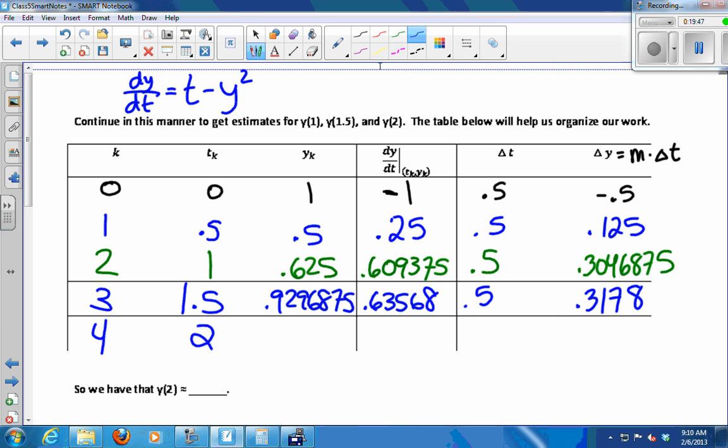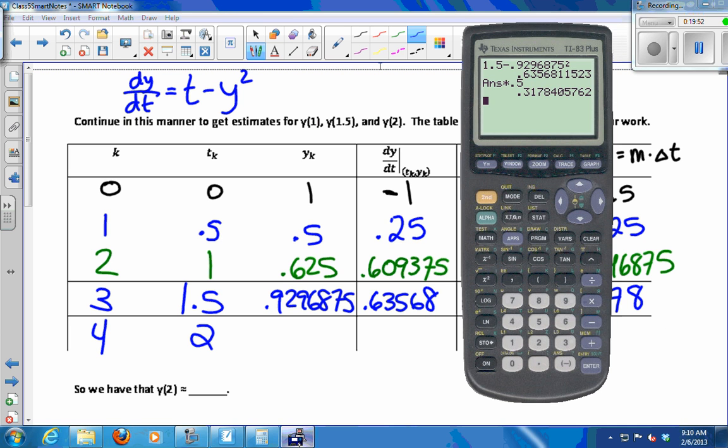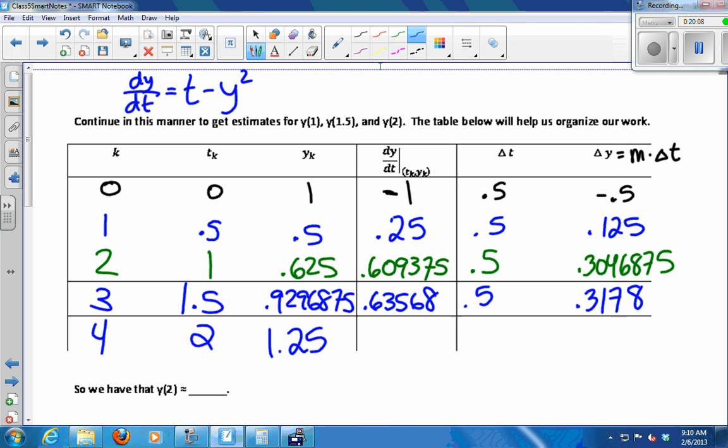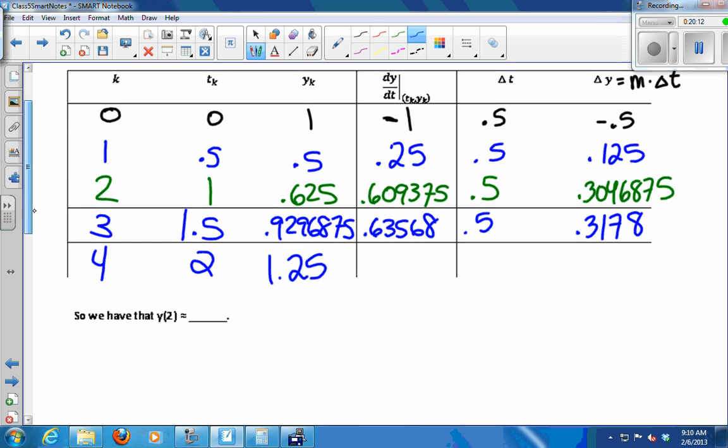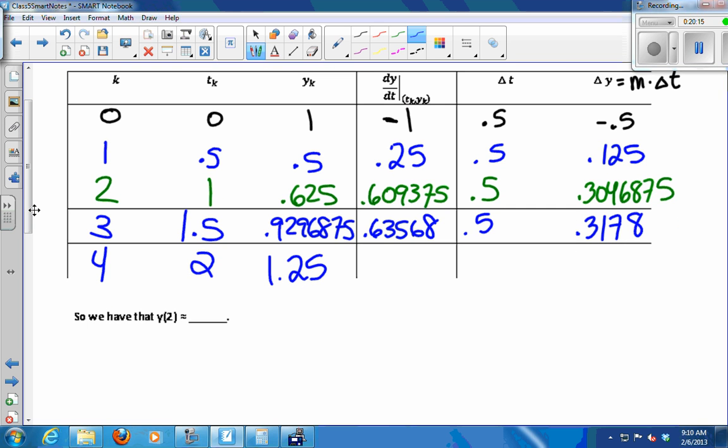So my y value is going to be my previous y value plus delta y. So it's going to be 0.9296875 plus previous answer, 1.25 approximately. And that's where I can stop. I don't have to calculate the next slope because this is what I wanted to know. I wanted to know an approximate value for y on the solution curve when t is 2. So y of 2 is approximately 1.25.